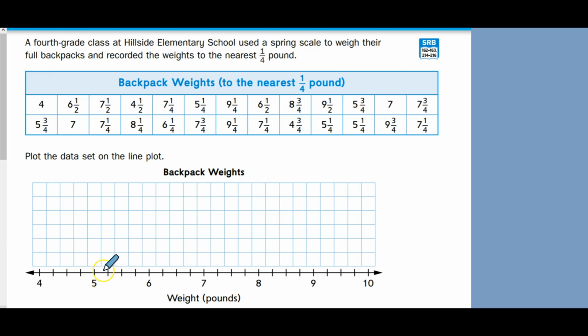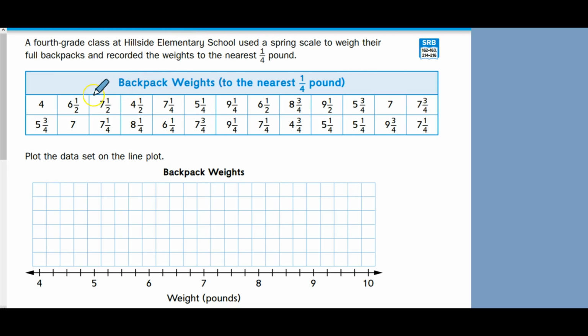5, 5 and 1/4, 5.5, 5 and 3/4, 6. Before we start to plot this data, we want to make sure that we understand the scale. What are the intervals? What is the scale counting by? We saw that this scale is counting by quarter pounds.